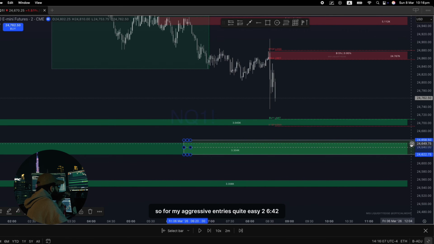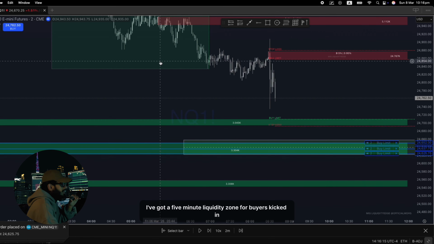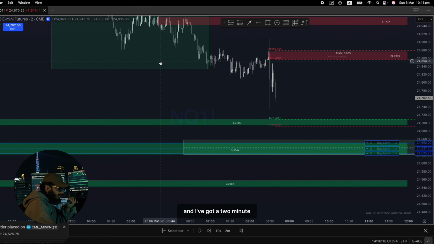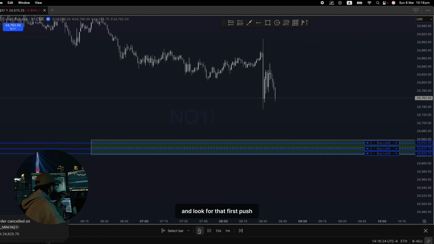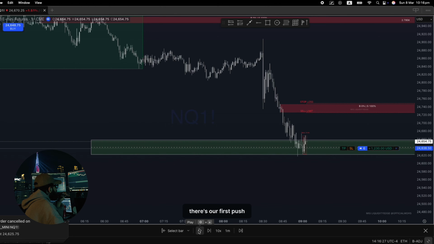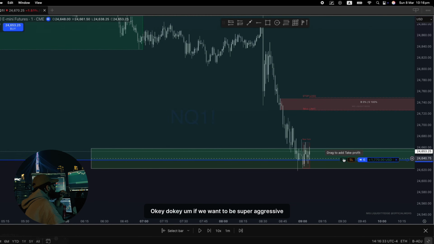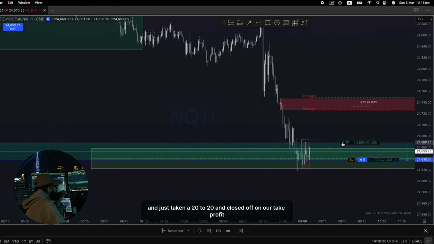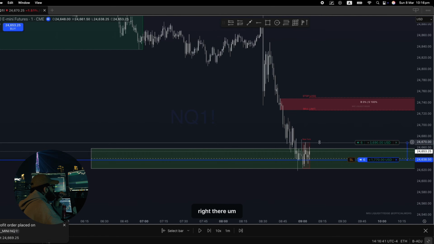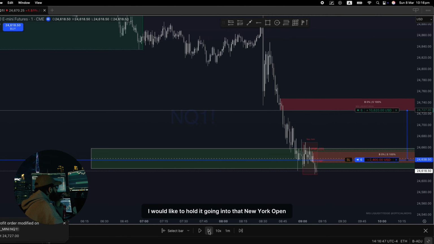For my aggressive entries, quite easy: 2640, 2650, 2620. That's all of those in that area. I've got a 5 minute liquidity zone for buyers kicked in, and I've got a 2 minute. Go down to my 1 minute to manage my trades and look for that first push. There's our first push. Okie doke. If we wanted to be super aggressive, we could have taken those 20 points drawdown and taken a 20 to 20 and closed off on our take profit right there. I like to hold it going into that New York Open.